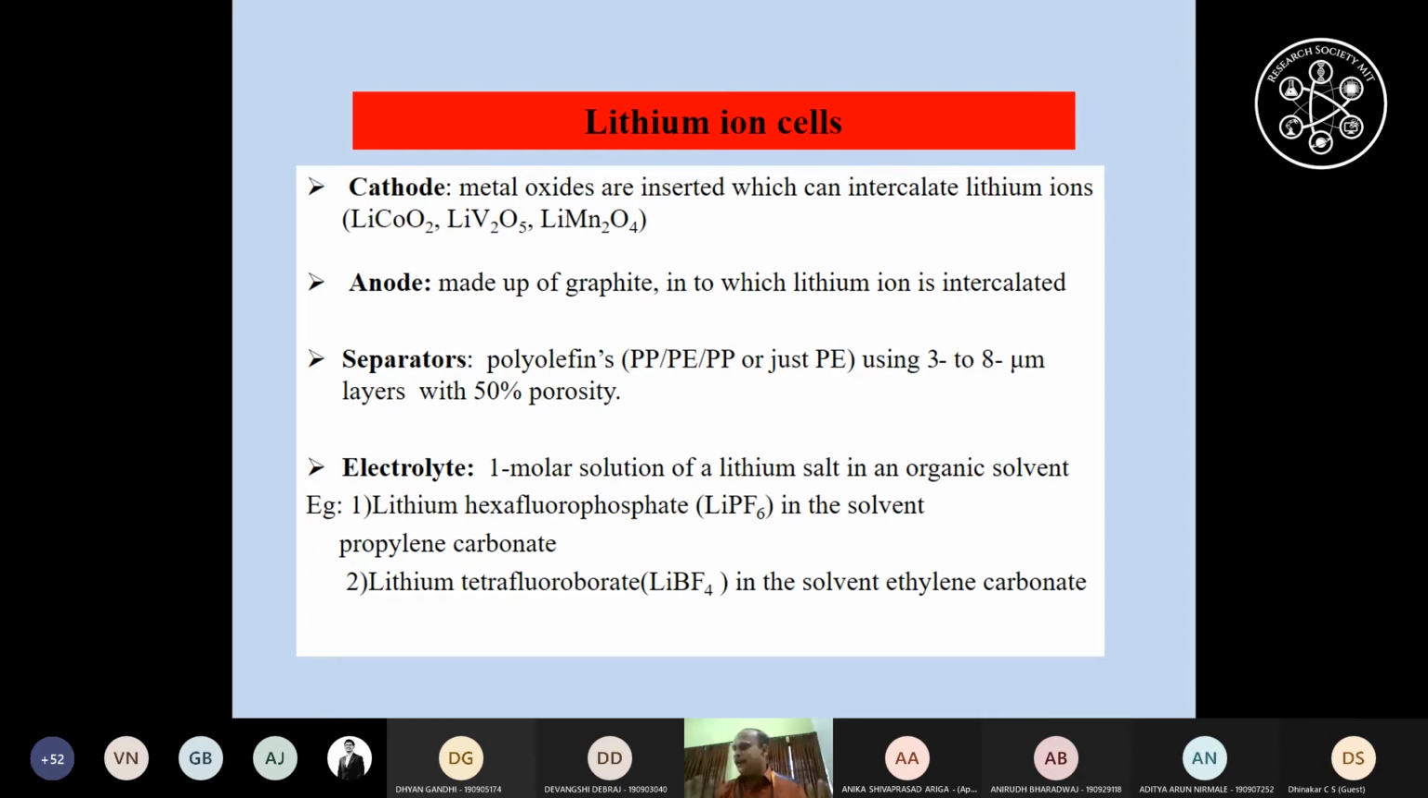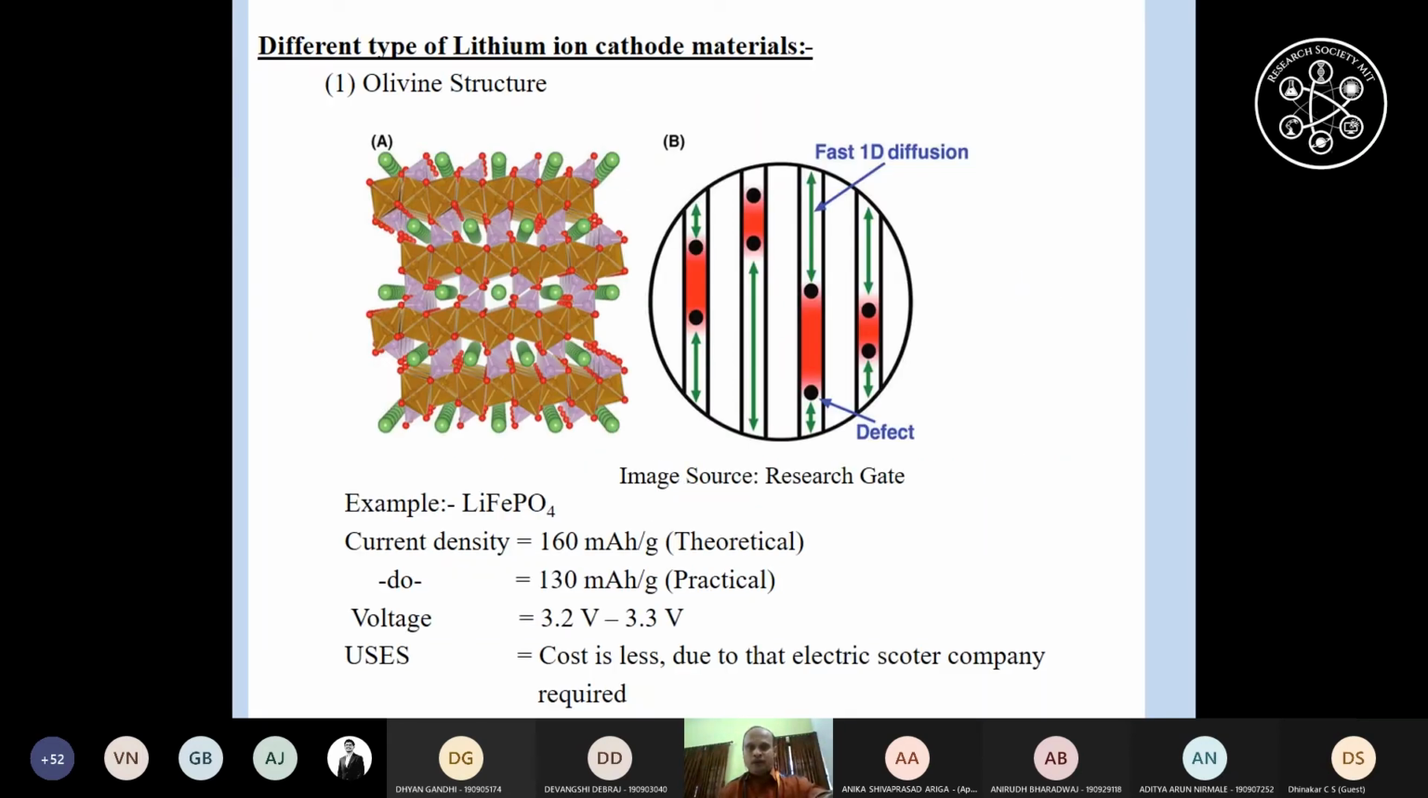So the simple technology where you are going to play with lithium ion batteries, that I am going to give. I am opening plenty of research opportunities. Anode is nothing but made of graphite. Lithium ion is intercalated, nothing else. Separator is polyolefin, like a filter paper. Electrolyte is lithium hexafluorophosphate or lithium tetrafluoroborate. We have taken propylene carbonate and ethylene carbonate. So the efficiency of the lithium ion cell is a matter of how you synthesize the cathode material. There are three types of cathode material.